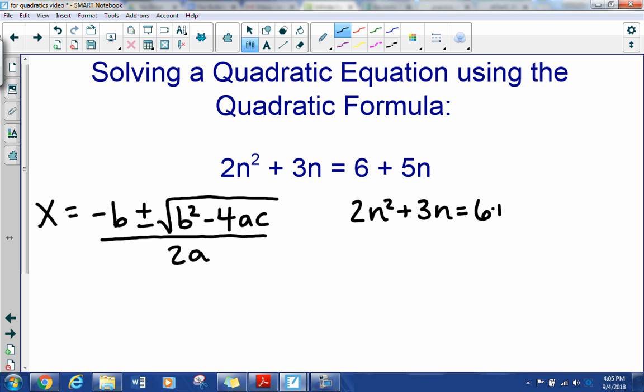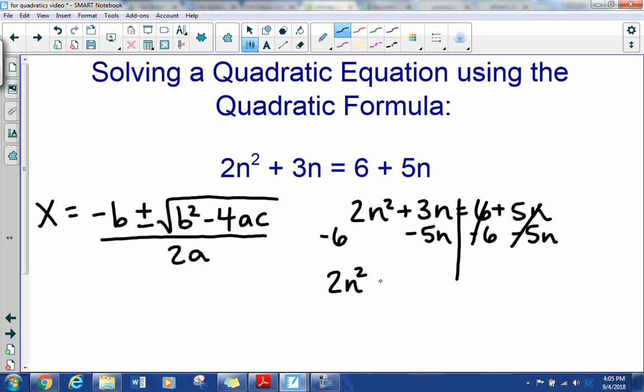So again, I'm going to get rid of the 6 by subtracting it on both sides. I'm also going to get rid of the 5n by subtracting it on both sides. Notice that I write the minus 5n underneath the plus 3n because those are like terms. They will combine. And now in my answer, I'm going to put the 2n squared first because this is going to be standard form. This would now be a minus 2n. And lastly, I put the minus 6. And all of this is equal to 0.